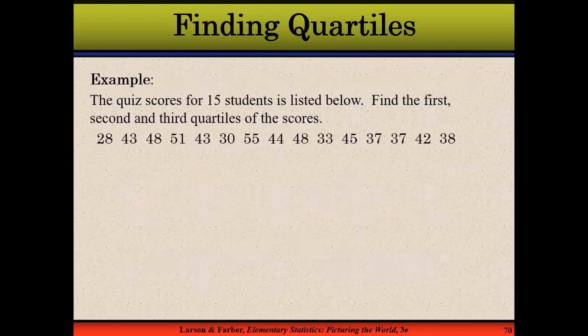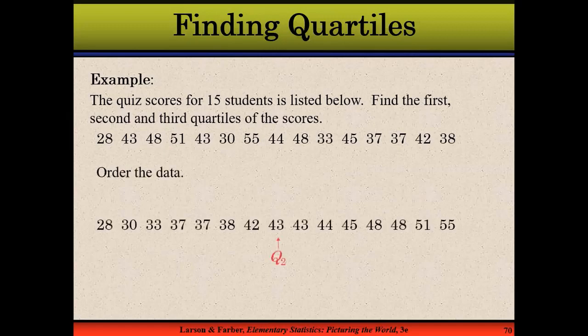So here is a quiz score of 15 students, and first we are trying to find out the quartiles of the scores. How can we do that? We sort the data and we find the middle value. Since there are 15 values, you will have 7 values to the left of the central value and 7 values to the right of the central value. And this central value would be the median. And since we are talking about quartiles, at the median we have the second quartile.